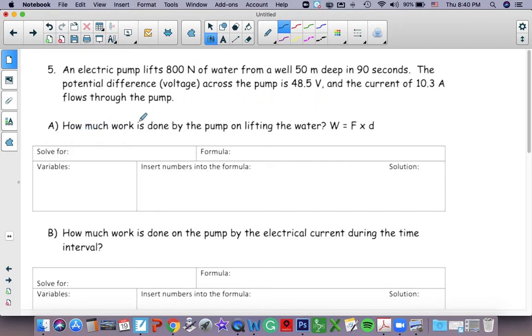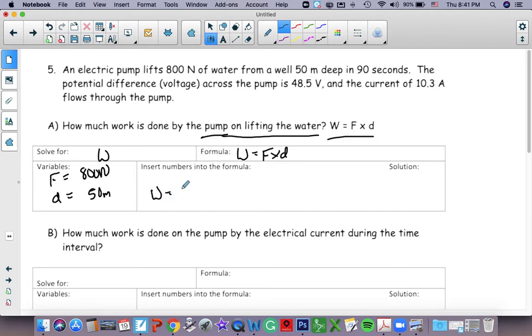That's why this first question says, how much work is done by the pump lifting the water. The pump lifting that water is going to be mechanical work, or we can think of it as fluid work, the way it's worded here. We have a force and a distance that we are using. So we're looking for work for this one. Our equation is written there, force times distance. The variables we're looking to use are the force and the distance. Force is in newtons. We have 800 newtons listed, and then we have a distance of 50 meters. So that's what we're going to use for work.